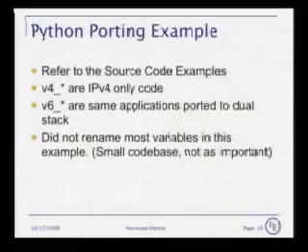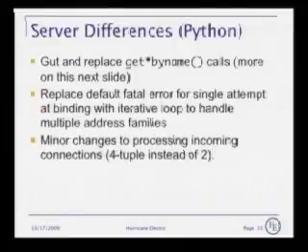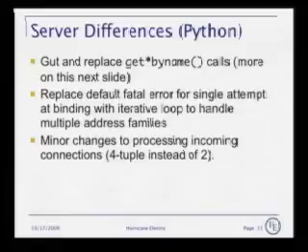Python. Actually, Python was the easiest language to do the port in, which pains me to say because it's not my favorite language. But mostly it's a matter of replacing the get-star-by-name calls and replacing the default fatal error process with a try process that iterates through the different possibilities. And some minor changes to how we handle incoming connections because it starts returning a 4-tuple instead of a 2-item tuple.